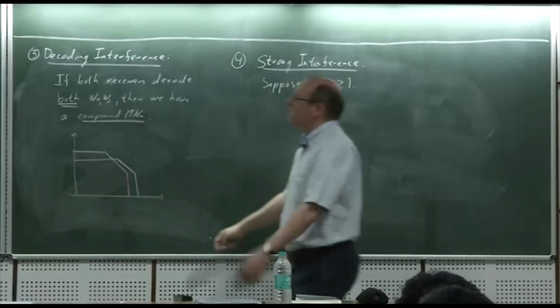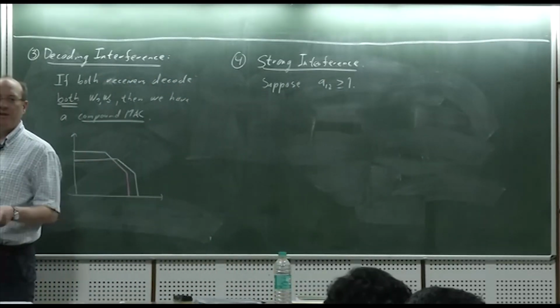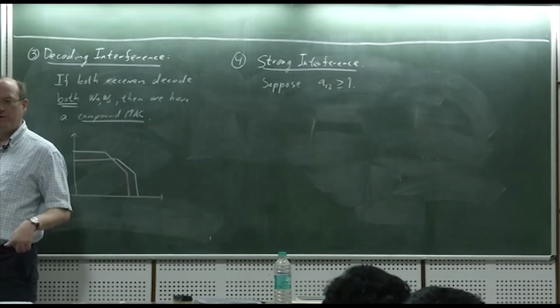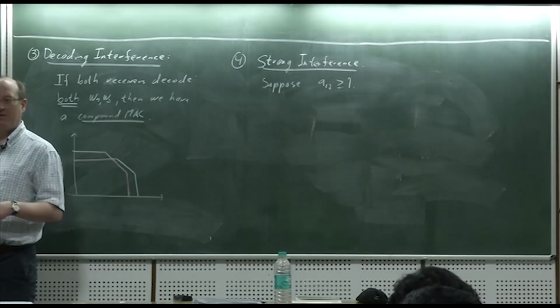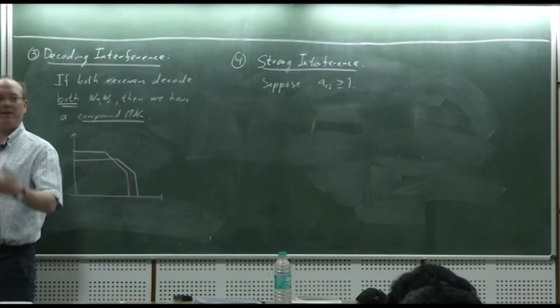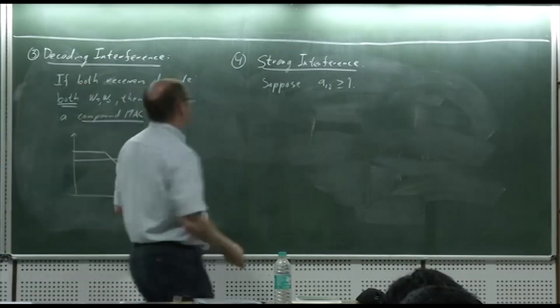So I claim if this crosstalk coefficient has an amplitude bigger than 1, then I can decode the other user's message. So I automatically get a MAC, and once I get a MAC, I can apply the MAC outer bounds. That's the idea. So let's see what happens.